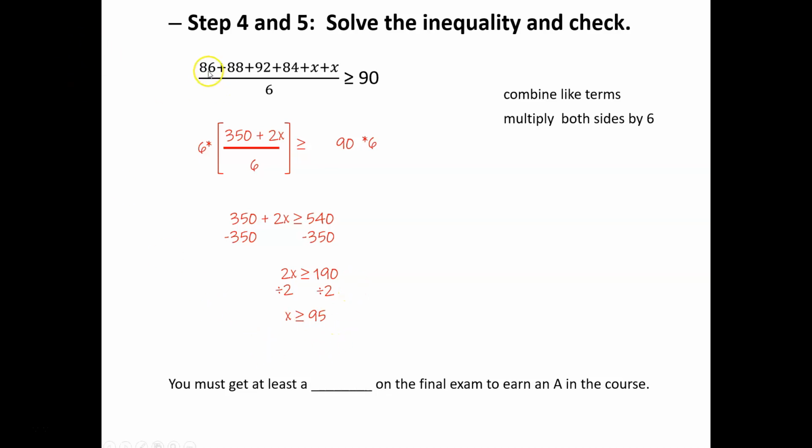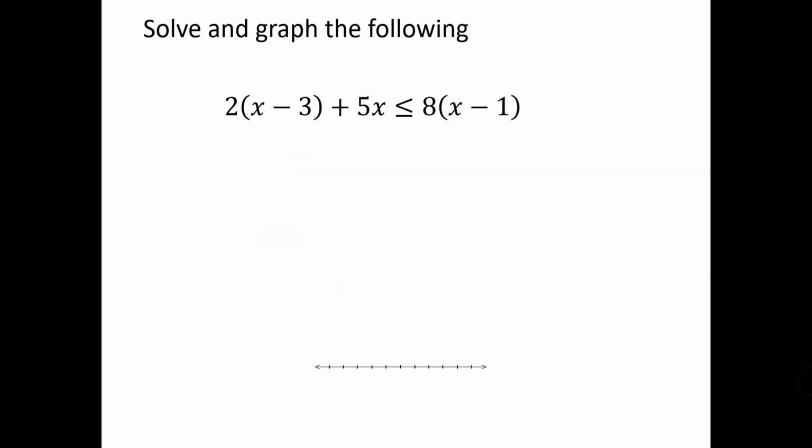If you take all these numbers and add them up and divide by 6, you'll come up with 90. The answer then is you must get at least a 95 on the final exam to earn an A in the course. Okay, one more.